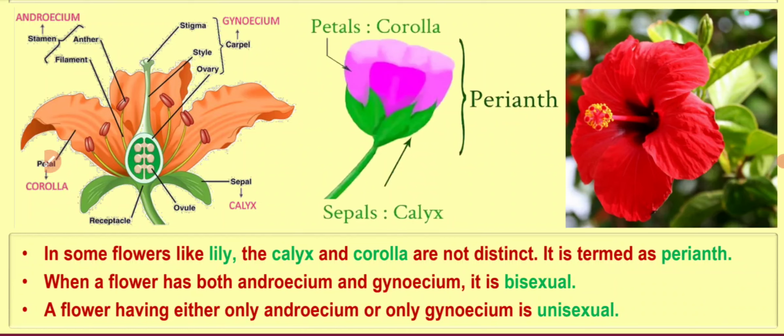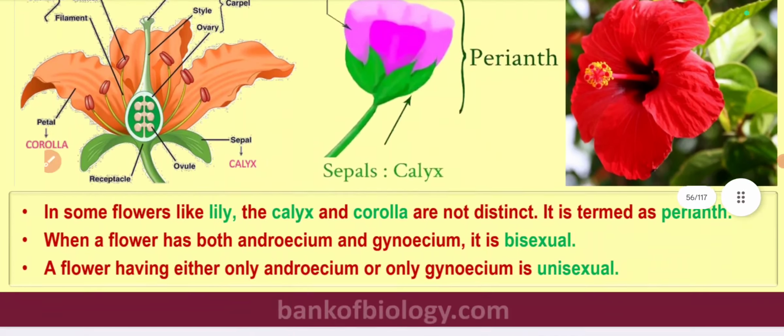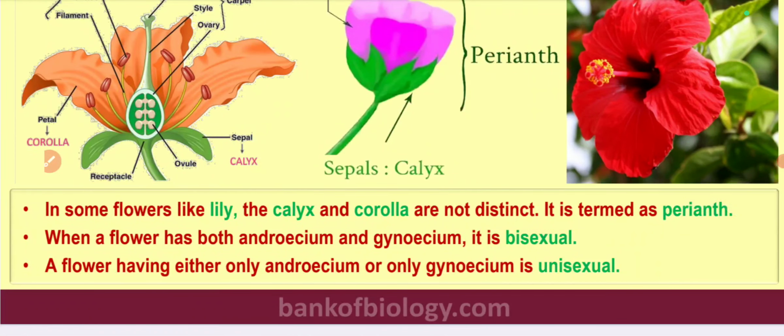When a flower has both androecium and gynoecium, it is bisexual. Obviously, if a flower has both the male reproductive organ, the group of stamens, and the group of pistils or gynoecium, it is called bisexual. And a flower having either only androecium or only gynoecium is called unisexual.